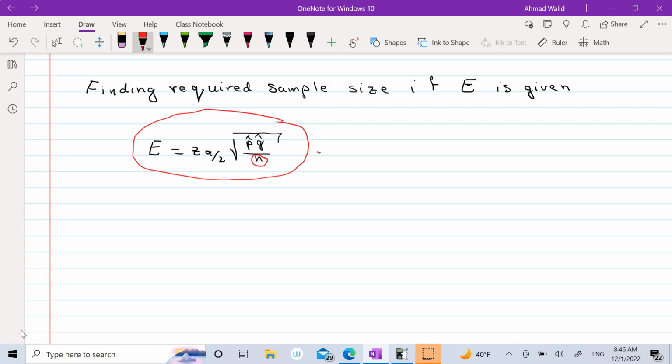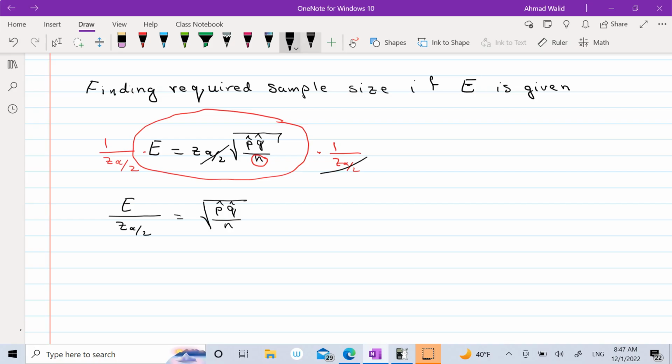It means I will multiply this side by 1 over Z alpha over 2, and I will multiply the same amount on the other side. Doing that, you see these two cancel out and you end up with E over Z alpha over 2 equals square root of P hat Q hat over N.